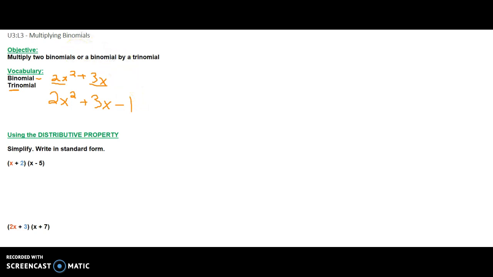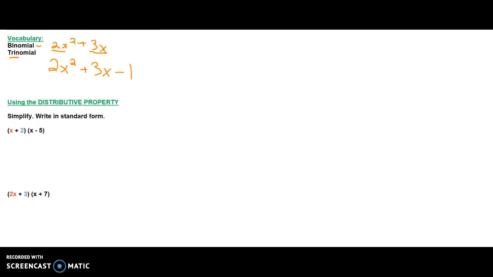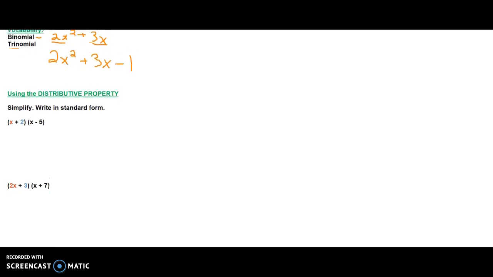So the first method is going to look at how to multiply 2 binomials together using the distributive property. In an example with the distributive property, we have the terms x plus 2 times x minus 5. When we look at these 2 binomials and use the distributive property, we need to look at the first term and distribute that to both terms.